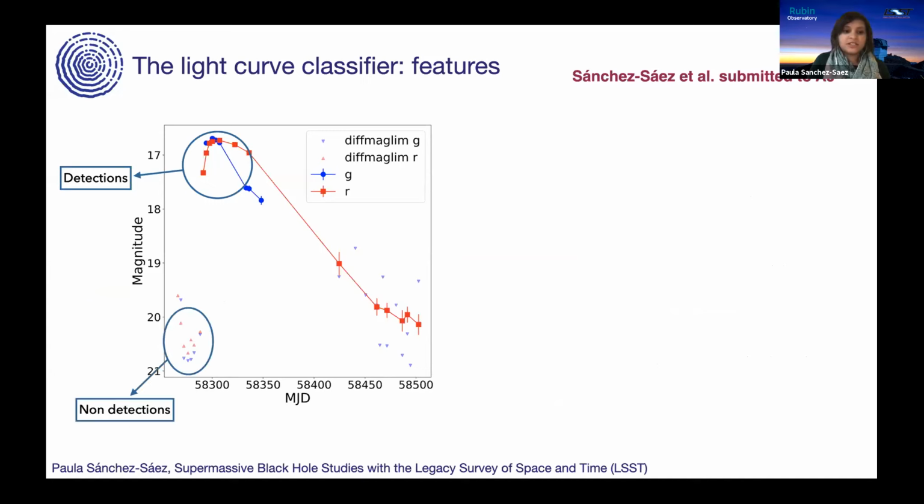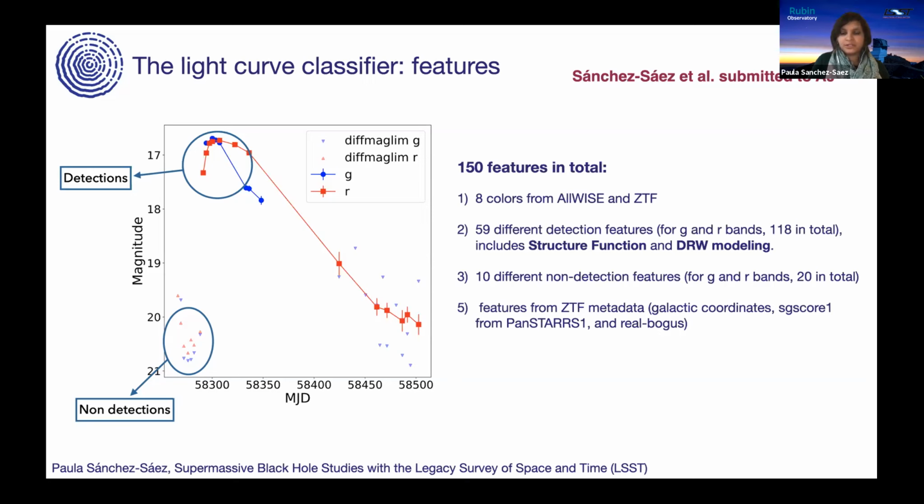And the non-detections are upper limits that are provided by ZTF whenever a source is not present in the difference image or doesn't pass the 5 sigma threshold. So you can use this information to compute different features. In particular, we have 150 features for both bands, g and r, which are the public bands for ZTF. And we also use all WISE data to compute some colors.